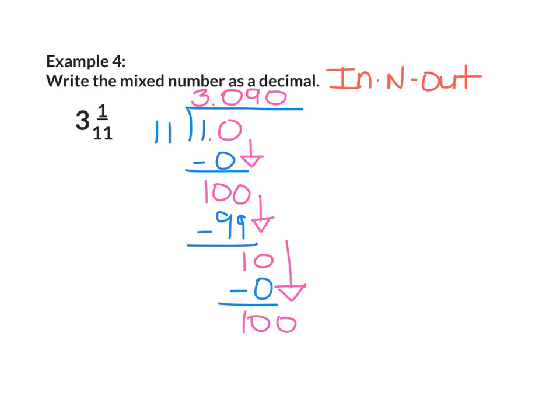11 can go into 100, 9 times. 9 times 11 gives me 99. I'm going to subtract. 100 minus 99 gives me 1. I notice a pattern being repeated here. So that means my answer is going to be 3.09 repeating.